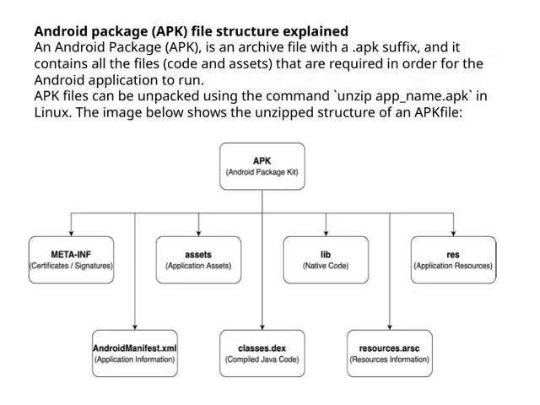Let's take a closer look at the structure of an Android package, or APK file. As you may know, an APK is essentially a package that contains everything needed for an Android app to run smoothly. It's an archive file with the .apk suffix, and inside, you'll find all the code, resources, and assets that make up the app. One interesting thing to note is that APK files can be unpacked quite easily on Linux systems using the command unzip appname.apk. This allows us to explore what's inside and understand how the app is organized.